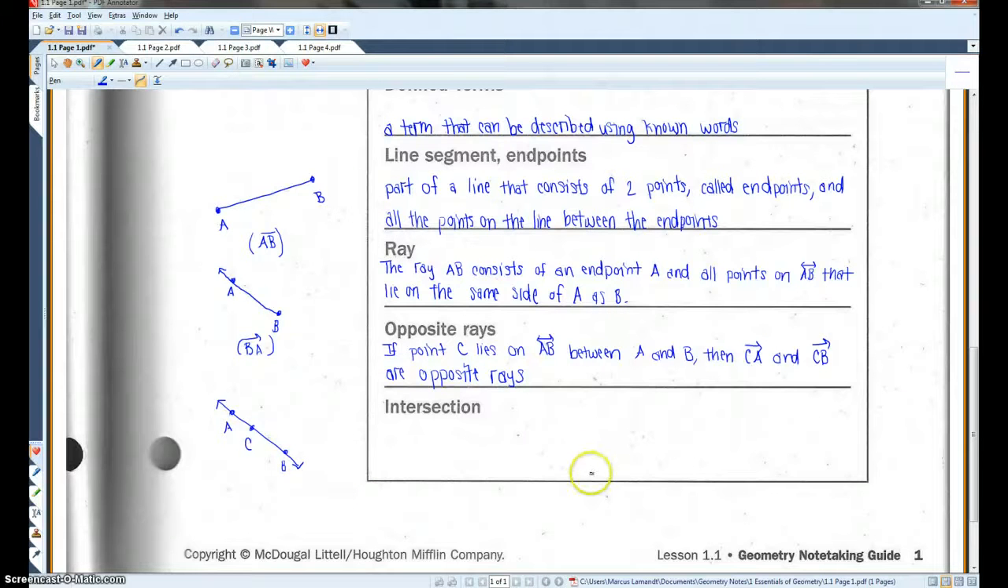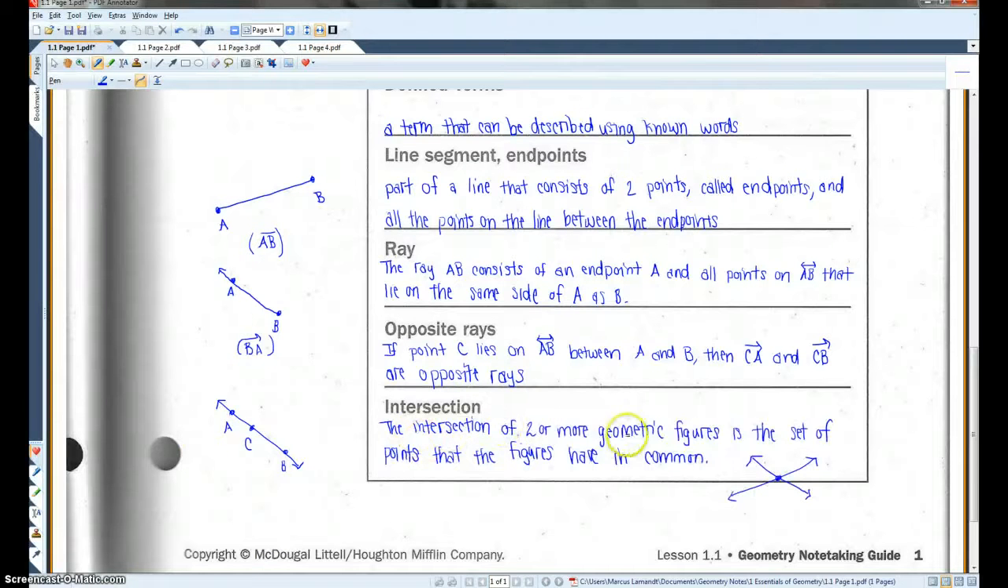The intersection, okay, intersection. Basically, if you have two figures that connect or touch or cross each other, that's called an intersection. The intersection of two or more geometric figures is the set of all points that the figures have in common. So this would be the intersection of two lines. Okay? You could also intersect planes, you could intersect a line and a plane, you can intersect almost anything.